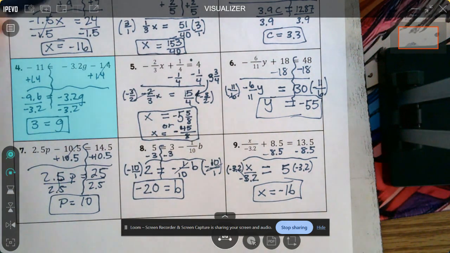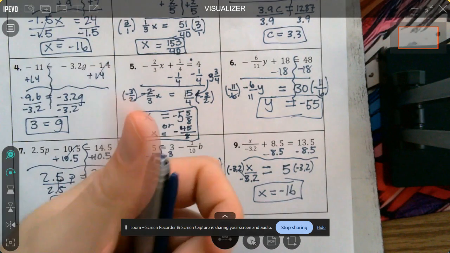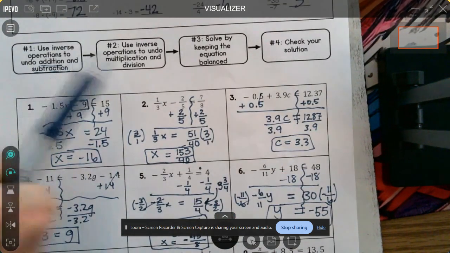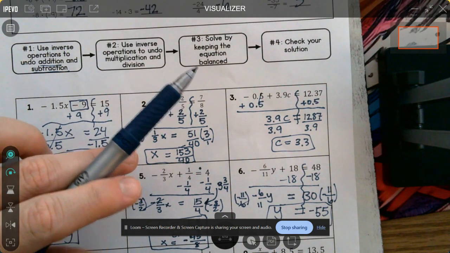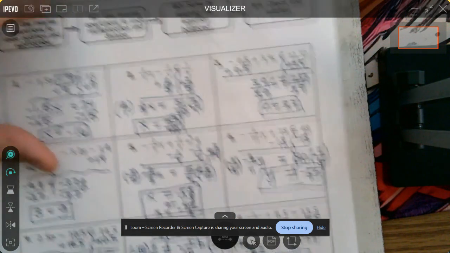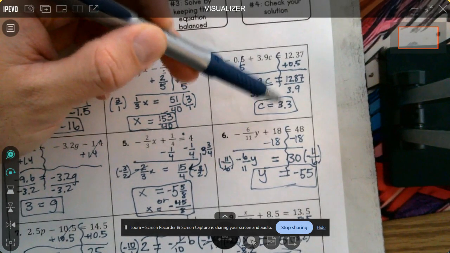All right, great job, Pirates. So you guys should now be pretty familiar with how to do a two-step equation. So we have to get rid of, of course, addition or subtraction first. Then we get rid of multiplication and division. Then we solve by keeping our ship balanced, and then we check our solution. Remember, you can check your solution by substituting in your value for your variable back into the equation.